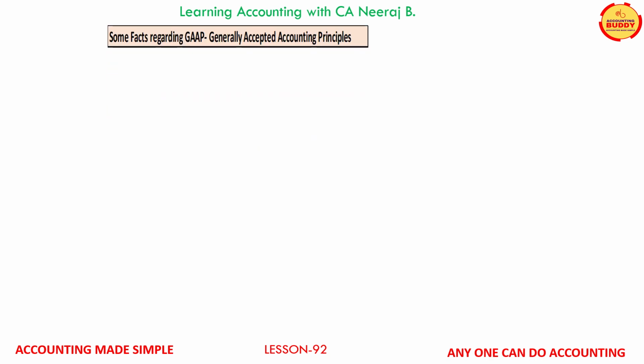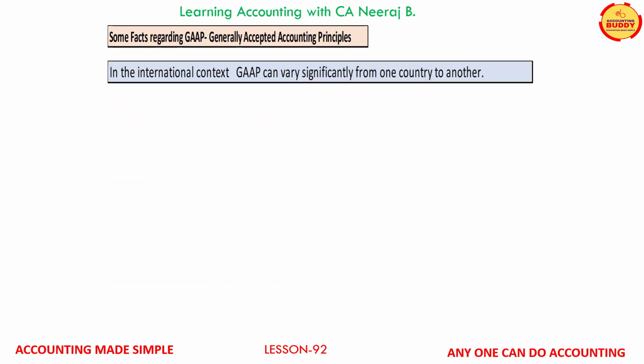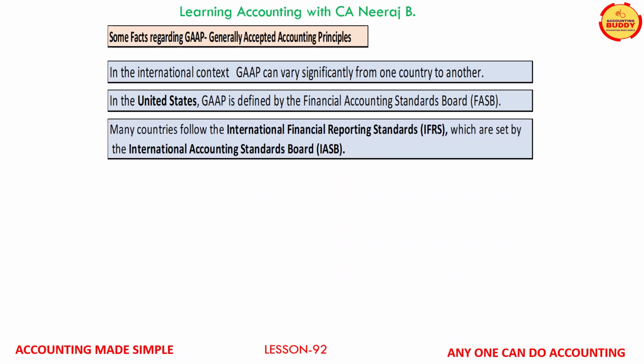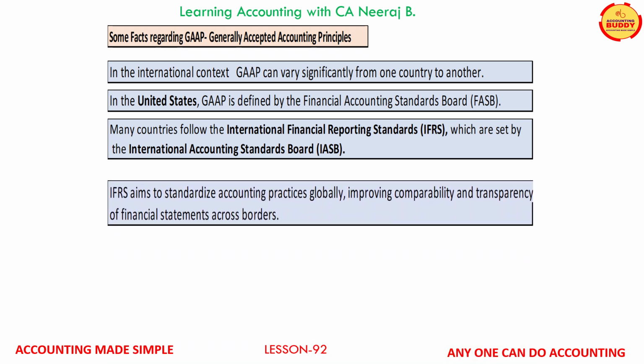Let us now learn a few important facts about GAAP. There is no one common GAAP across the globe, therefore GAAP adopted may vary from country to country. For instance, in the US, the GAAP is defined by their Financial Accounting Standards Board, FASB. All the US companies follow US GAAP. Many countries in the world follow International Financial Reporting Standards, which is popularly known as IFRS. IFRS is defined by the International Accounting Standards Board, IASB.